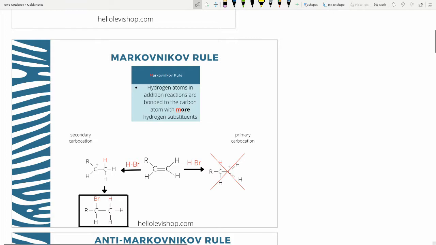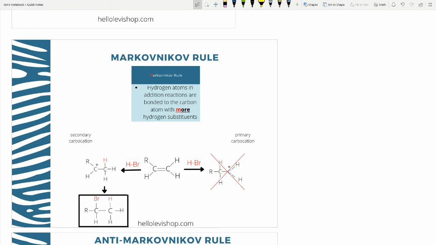The Markovnikov Rule states that the hydrogen atoms in addition reactions are bonded to the carbon atom with more hydrogen substituents. Now, we can remember the Markovnikov Rule because it starts with an M and it bonds to the carbon atom with more hydrogen substituents.